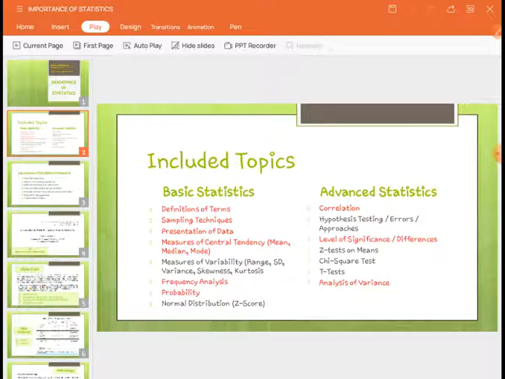Diba kapag gumagawa tayo ng thesis or research or dissertation, lagi nating ini-integrate yung application ng statistics. Nandyan yung kung paano tayo kumuha ng sample, kumuha ng respondent, and then how to analyze data, how to gather also, and then how to analyze frequency. And then, we also do the analysis of variance or yung tinatawag natin na ANOVA.